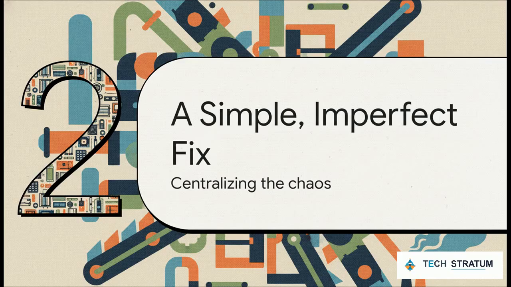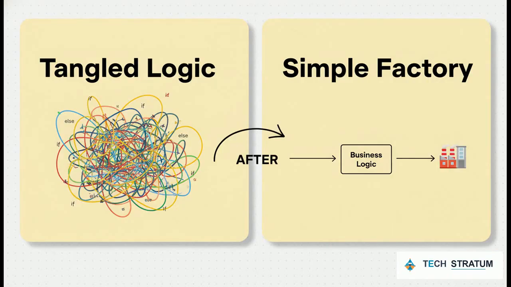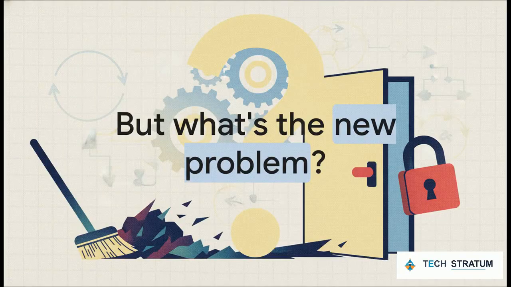And this leads us to our next section, a simple, imperfect fix. Basically, we're just centralizing the chaos for now. So, the idea behind a simple factory is to create a clear separation. Over here on the left, you've got that tangled logic we started with. But on the right, you can see we've moved all that creation logic into its own dedicated factory class. Now your main code is so much cleaner. It just has to ask the factory for a notification object. And it doesn't care how it's made. It's a step up for sure. But we haven't really solved the core problem, have we? We've just kind of moved the mess into a different room.